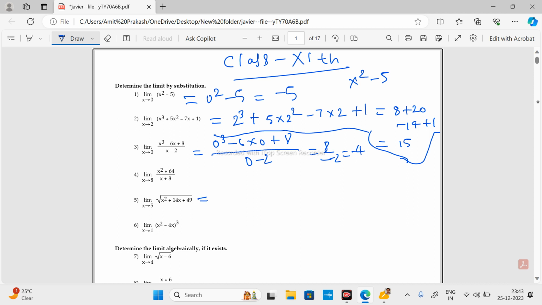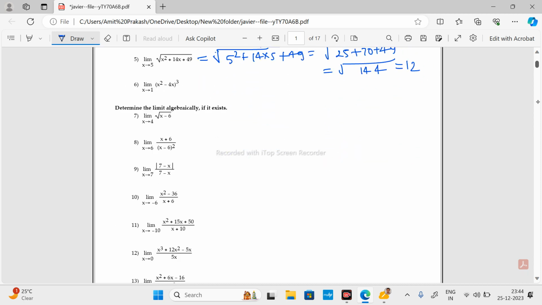Again, if we put the value x equals to 5, this is also defined, so we are getting the limit by putting x equals to 5. This becomes 14 into 5 plus 49, and this is 25 plus 70 plus 49, which is 144, and the square root of 144 equals 12. So again, we are going to find out another limit.